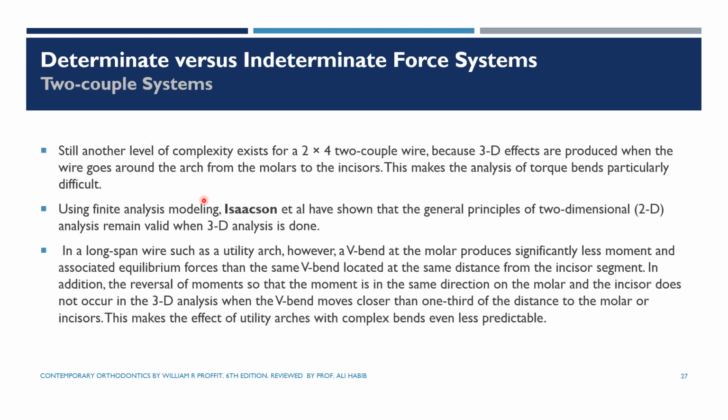In addition, with the 2x4 two-couple system, like the utility arch, the effect is not only 2D, it's 3D. So we expect it to be more unknown or more complex in effect. This makes the analysis of torque bends particularly difficult when we use 3D analysis. And at Saxon, using finite element analysis modeling, they found that the results we expect in 2D will remain valid when we do 3D analysis. So it's very similar. So we're not worried about it that much.